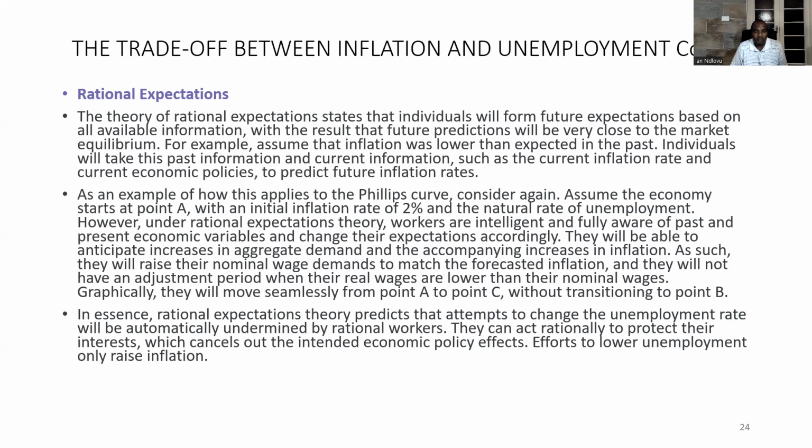according to this view, the theory of rational expectations states that individuals will form future expectations not based on what was happening in the past or what has been taking place, but based on all available information, with the result that future predictions will be close to the market equilibrium. What does this imply in terms of what we are covering? Because this rational expectations concept does not only apply to the dynamics of inflation and unemployment, it applies also to the aggregate demand, aggregate supply relationship, as well as other concepts in macroeconomics.